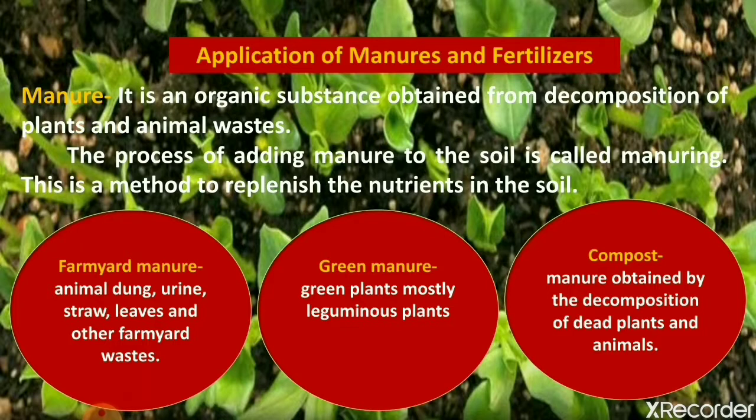Now compost. We have studied compost in our previous classes also. We know that compost can be obtained by decomposition of dead plants and animals. In class 6 we studied how to make compost and how to make vermicompost. Compost is a very nutrient rich manure, and it is generally used by farmers, and when we grow plants at our home, we also generally use compost. Compost is made by dumping plant and animal waste in pits and allowing bacteria and fungi to decompose and degrade it, converting it into a dark colored substance which is called compost.